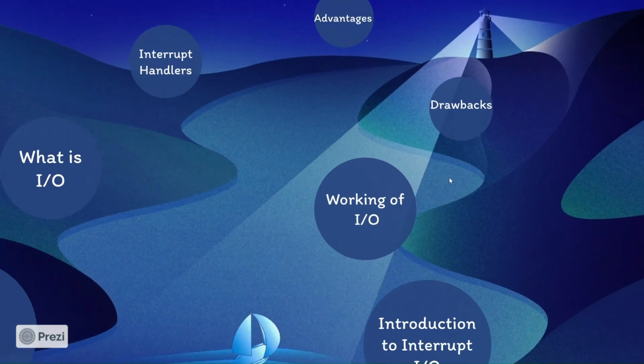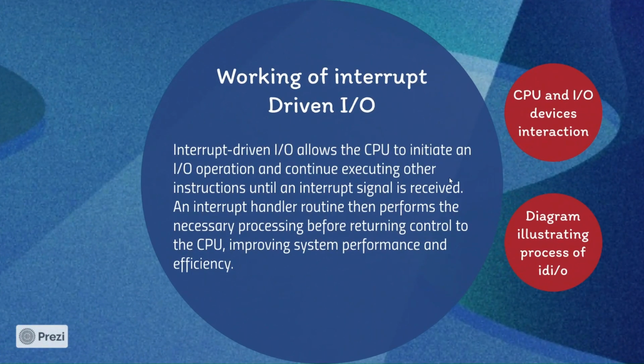Further, we'll see the working of I/O. So now, what is the working of interrupt-driven I/O? Interrupt-driven I/O allows the CPU to initiate an input-output operation and continue executing other instructions until an interrupt signal is received. An interrupt handler routine then performs the necessary processing before returning control to the CPU, improving system performance and efficiency.